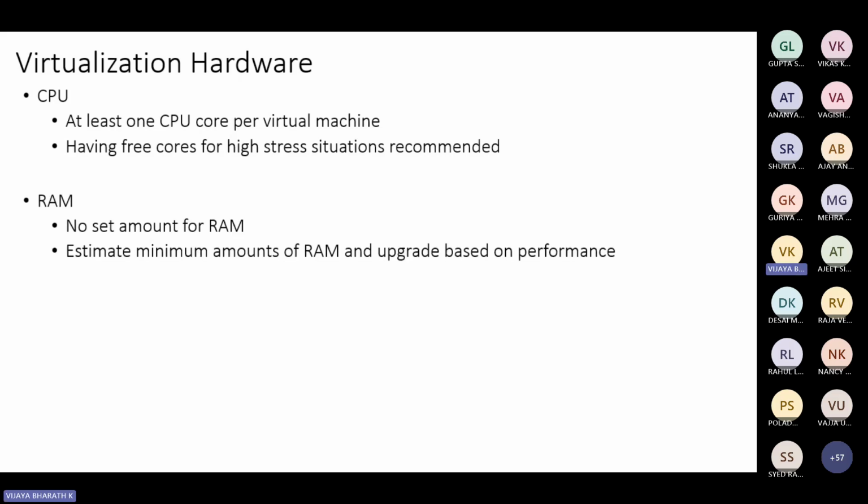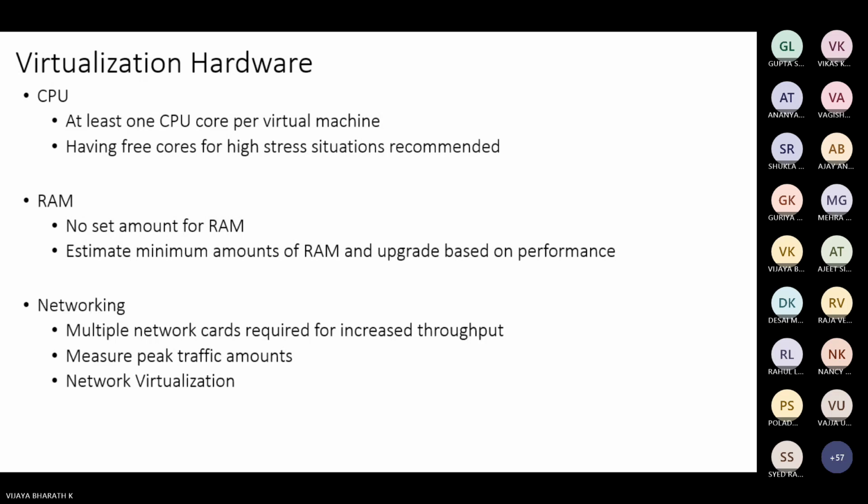Next is random access memory. There is no set amount for RAM. You estimate a minimum amount of RAM, and you can upgrade it based on the performance of a VM. For networking, you can have multiple network cards. You can attach those network cards to your VM and increase the throughput. That is not applicable for physical server communication, where you have network cards by default. You can also measure peak traffic amount. The last one is network virtualization.